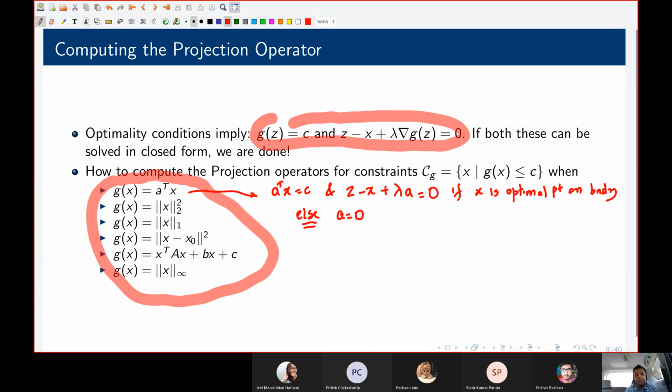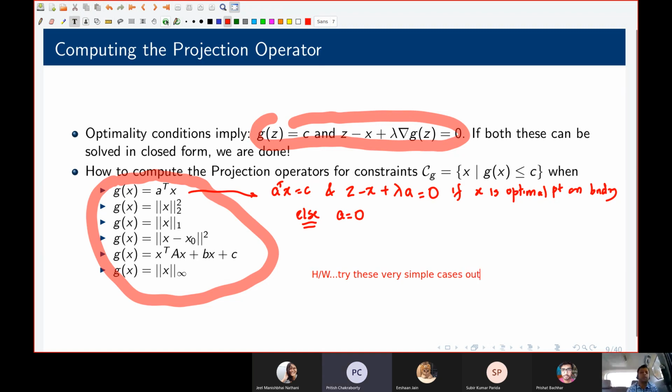So anyways, you can try writing this for each of the simple cases. I would basically leave this as homework. I don't think I'll discuss this. In case you have any questions, do ask me. These are very simple.